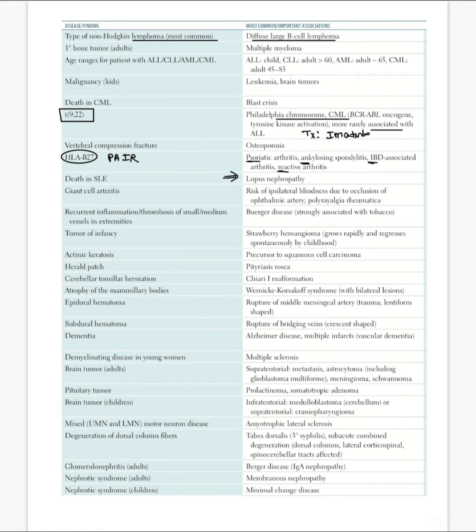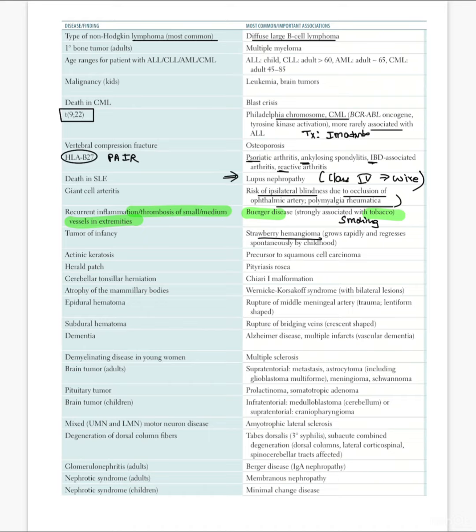Death in SLE is due to lupus nephropathy, guys. Okay, and class 4 shows the presence of wire loop lesion. Okay, then giant cell arteritis, guys. Okay, risk of ipsilateral blindness, more than 50 years, ophthalmic artery involvement can happen, polymyalgia rheumatica can occur. Okay, this is again very simple thing that you need to know. Then recurrent inflammation of the small to medium size vessels, that is Buerger's disease, strongly associated with alcohol, smoking, so you need to stop the smoking. So treatment is smoking cessation.